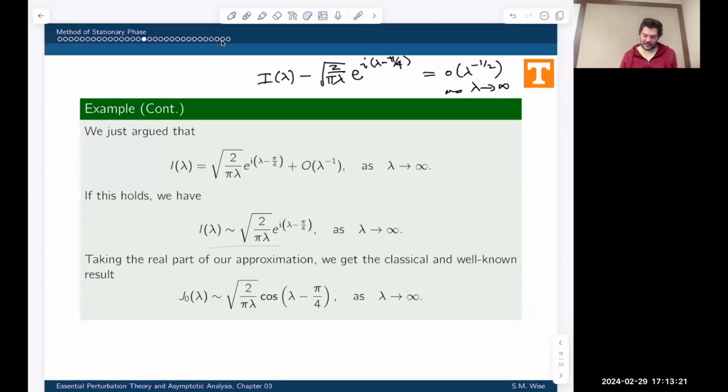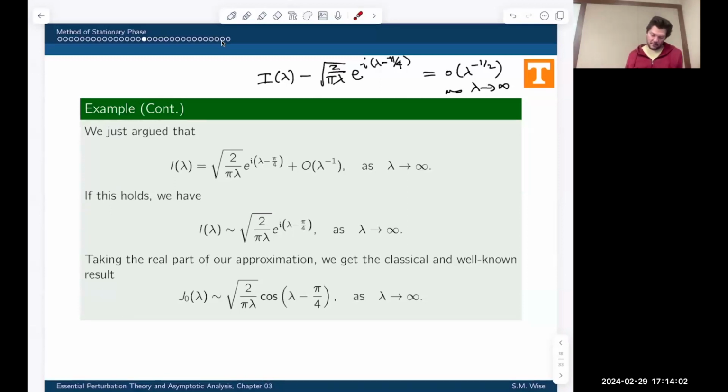So if I can show this, I just take the real part of that, and that gives me the asymptotic expansion, or the asymptotic approximation, for the Bessel function. When I take the real part of this whole function, I just need the cosine bit of this, in the Euler formula. So I get the 0th order Bessel function as lambda goes to infinity is asymptotic to this prefactor, which is order lambda to the minus 1/2, times cosine of lambda minus pi over 4.